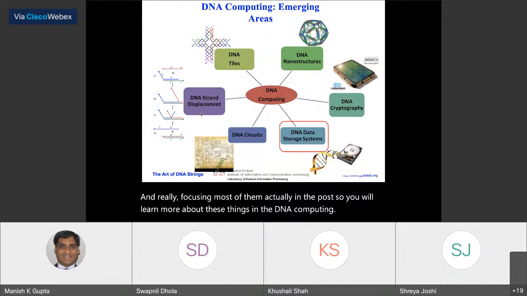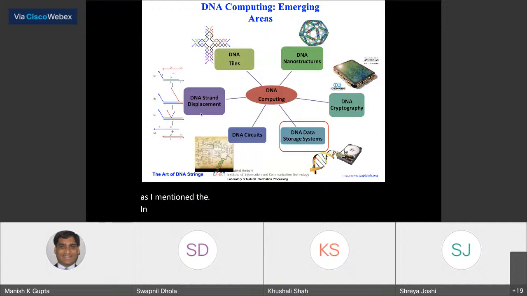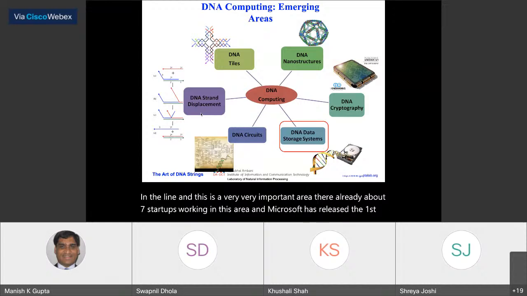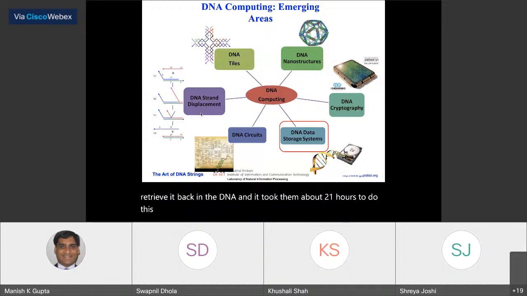DNA storage, as you know, 2 grams of DNA can store the entire internet, right? As I mentioned in the lecture. This is a very, very important area. There are already about 7 startups working in this area. Microsoft has released the first prototype of about $10,000. Right now, I would say it's still an emerging technology because they have written "hello" and retrieved it back in the DNA, and it took them about 21 hours to do this. So it's a very early stage where people are developing this technology.